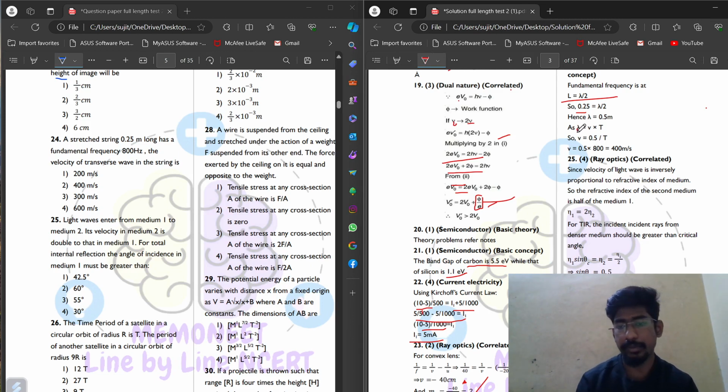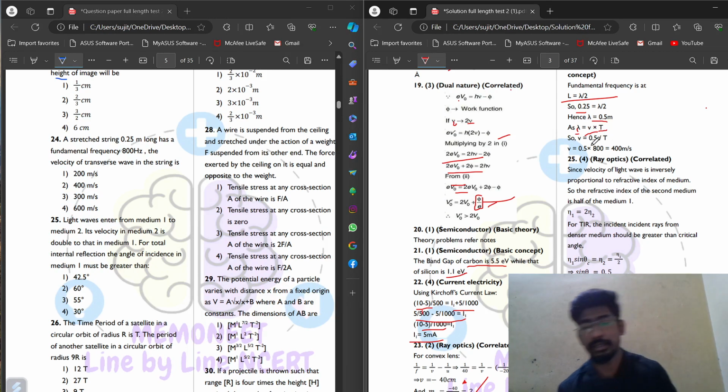We have to calculate the velocity. We all know that the wavelength lambda equals v into T, velocity into time period. Here lambda is equal to 0.5. Put the value of lambda in this equation and you will get the value of v, that is 0.5 into 800, which equals 400 meter per second.